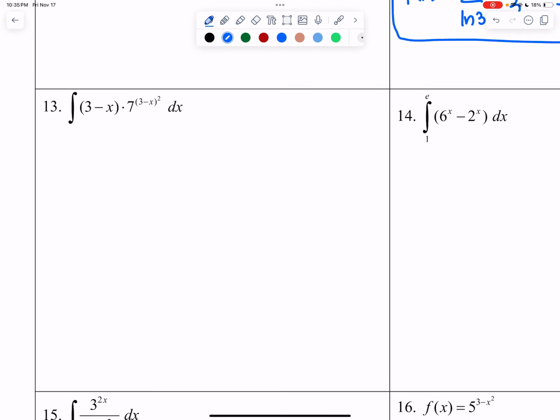Same thing with number 13. So what I want you guys to do for number 13 is to pause the video, try it on your own, and then come back. Now, 13 might be a little bit tricky because you have this as an exponent. So you're going to set that as u.